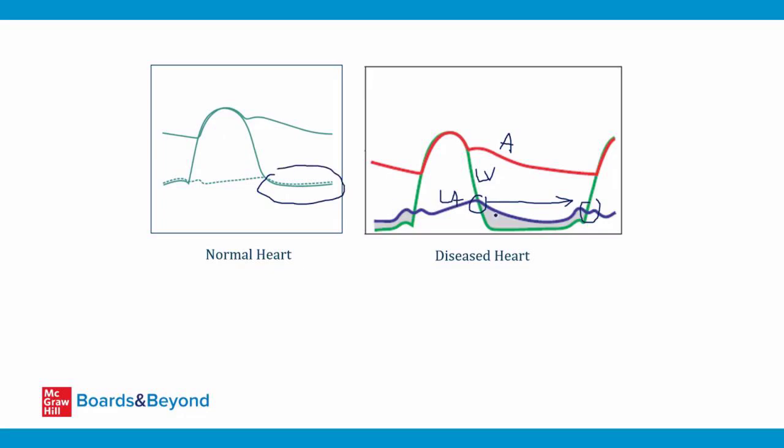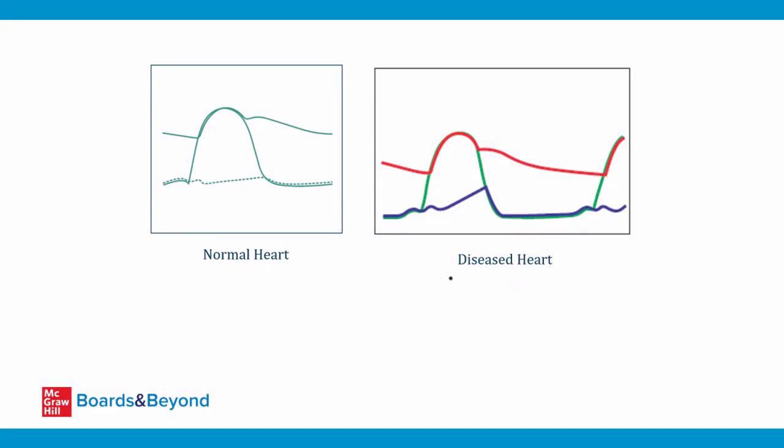But in this case, we have another pressure difference. We have another gradient, this gray area in here. Something is requiring the left atrial pressure to get higher in order to open the mitral valve and push blood into the left ventricle. And that something is mitral stenosis. So the finding in mitral stenosis is a difference between the left atrial pressure and the left ventricular pressure during the period of diastolic filling when the mitral valve is open.